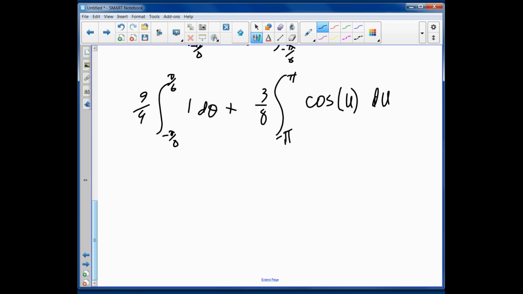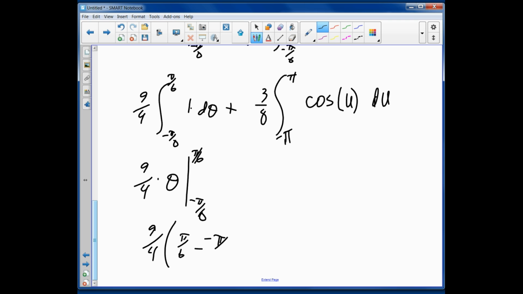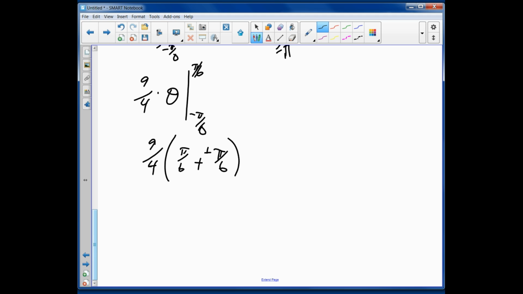What's the integral of 1? Theta. 9/4 theta, from negative pi over 6 to pi over 6. So that's 9/4 times pi over 6 minus negative pi over 6, which is 2 pi over 6, pi over 3, times 9/4, which is 3 pi over 4.